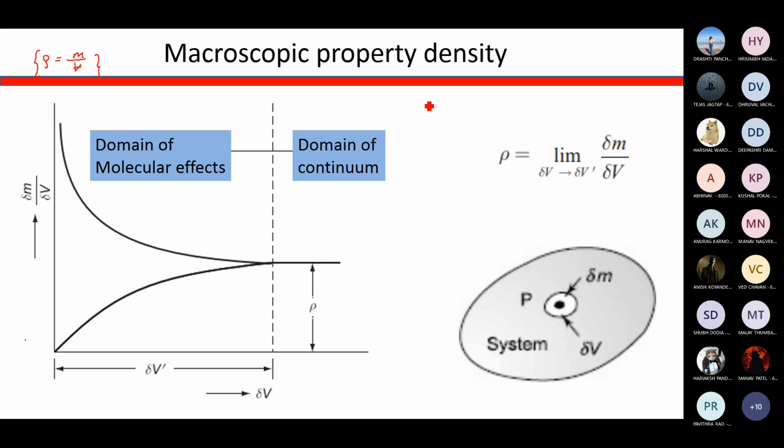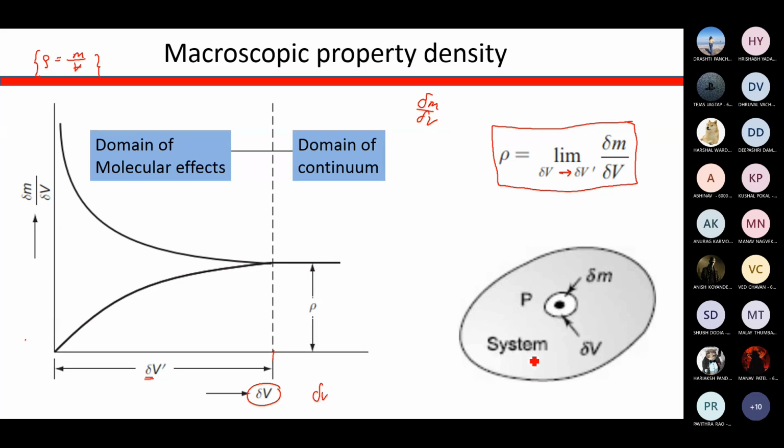So if you plot this delta m by delta v on the y-axis, and there is one limiting volume, delta v dash, and what you are plotting on the x-axis is delta v, the small volume. When I say delta, it means small, right? So when I'm defining density using the limits, this is the mathematical definition of density. I will define it as rho is equal to limit delta v tends to delta v dash delta m by delta v, right?